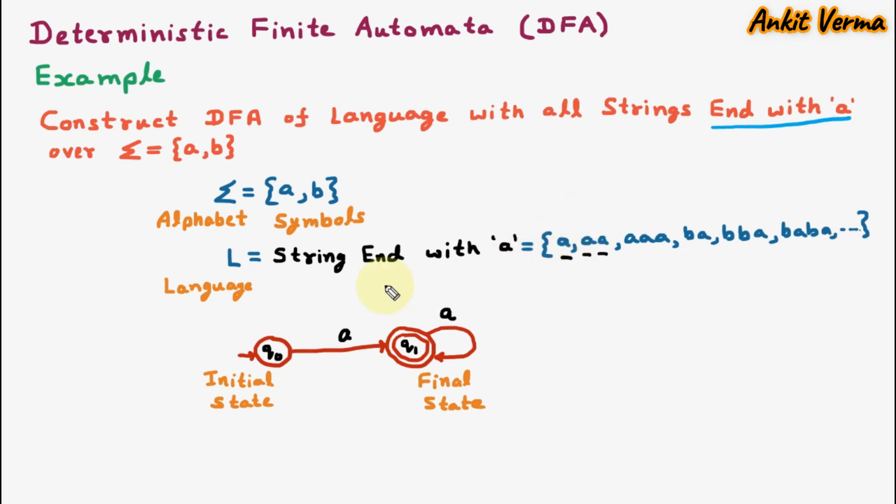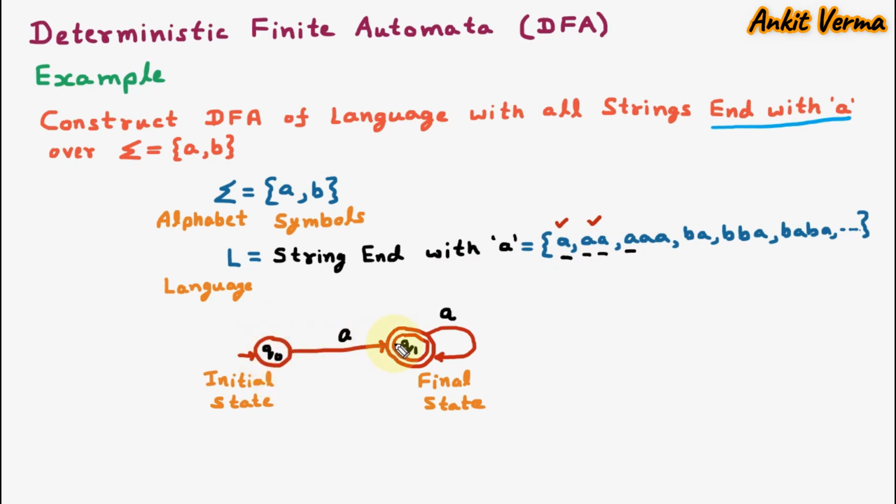So if a single A comes, we go from Q0 to Q1, which is the final state. This is accepted. For 2 A's, we start from Q0, come to Q1, and on the second A, again come to Q1, the final state. So AA is accepted.